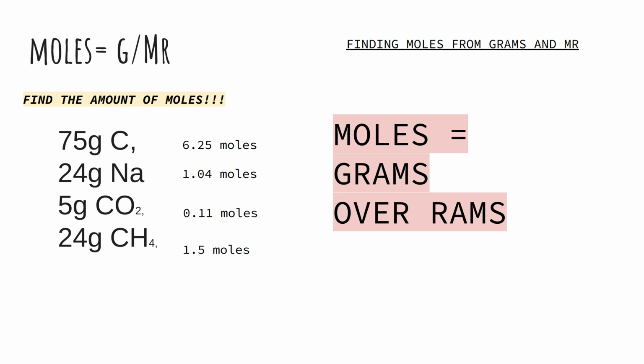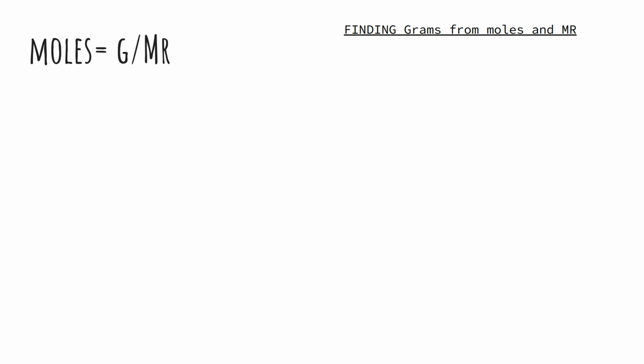The same with CH4, methane. Add up the relative atomic masses. So 12 plus 4 times 1 is 16. And then divide 24 by 16 to get 1.5 moles. So the number of moles equals the grams divided by the atomic mass if there's just one element, or the relative molecular mass if there's more than one element, and that's just the sum of the relative atomic masses.